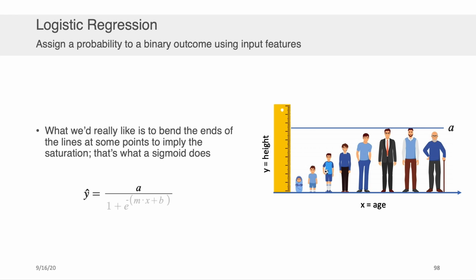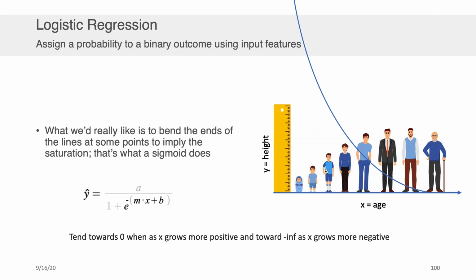What I'd like to do is step you through it so it's not mysterious. The A term in that equation just says, where do you want the sigmoid to saturate? The mx plus b term is the exact same kind of guts that we had in the linear regression. It says that we want, as x increases, for it to have a pull on the outcome according to the slope as well as some intercept term. And then the e to the minus power of mx plus b is a force that tends towards zero as x grows more positive, and towards negative infinity as x grows more negative.